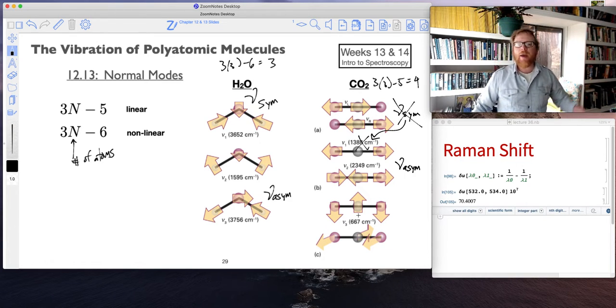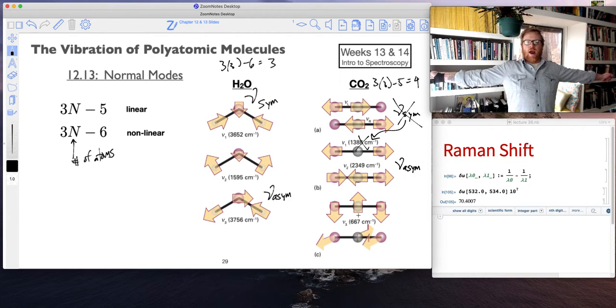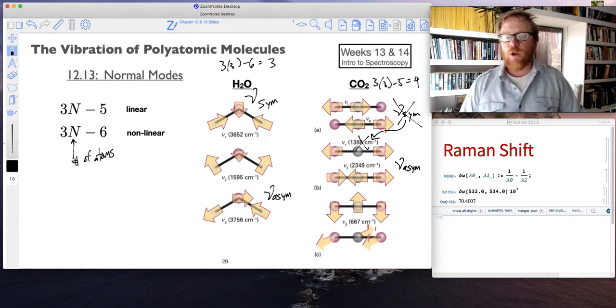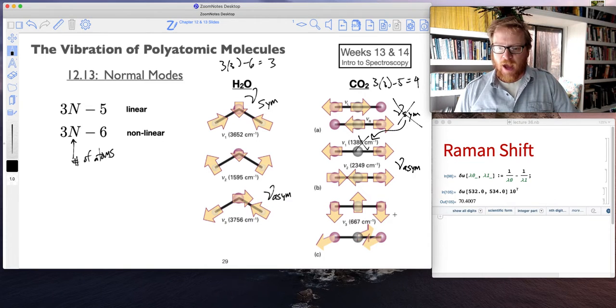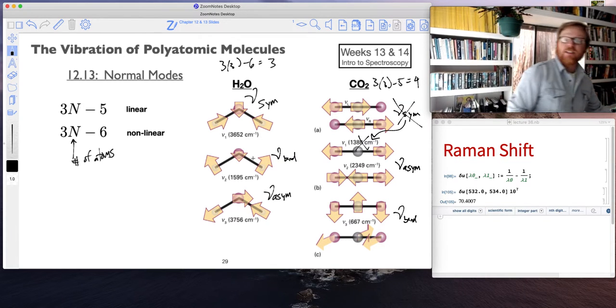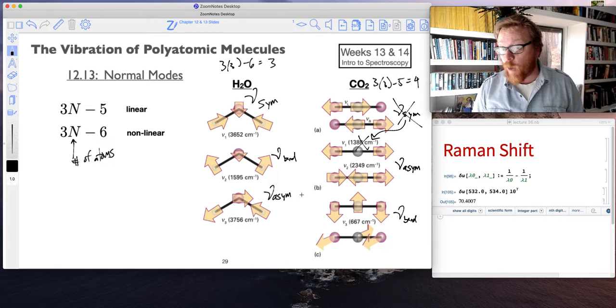And then there's 2 bending motions, where I can either do this or this, but because CO2 is linear, those are both degenerate. So let's label that nu bend. This normal modes count just predicts how many normal modes we have. It doesn't necessarily tell us how many peaks there will be on the IR spectra, because we have to remember our selection rule that there's got to be a dipole moment.